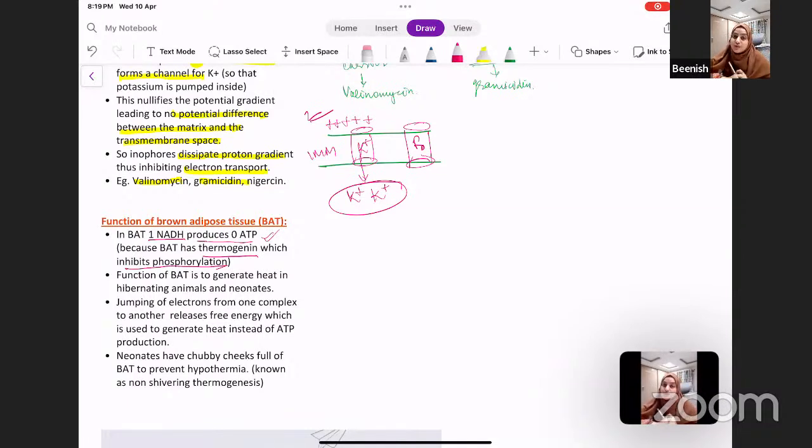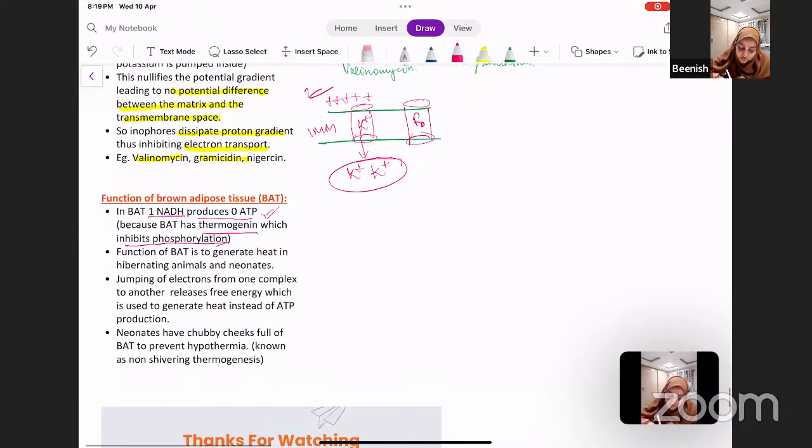So what is the function of brown adipose tissue? It is not to generate ATP, but to generate heat. The function of BAT is to generate heat in hibernating animals and neonates. When the electrons are jumping from one complex to the other, the free energy that is released is not utilized for the production of ATP, but rather is used to generate heat instead of ATP.